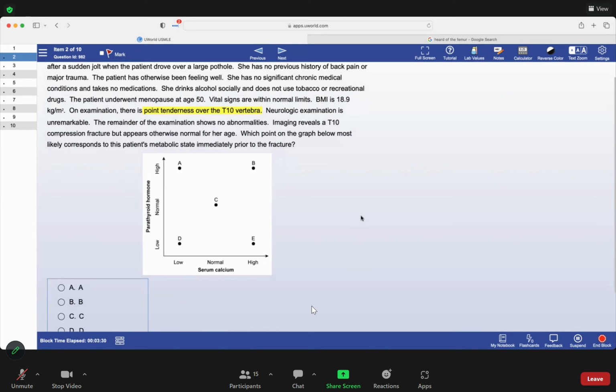Which one is primary hyperparathyroidism in here? What letter? Type the letter. I want everybody to answer.